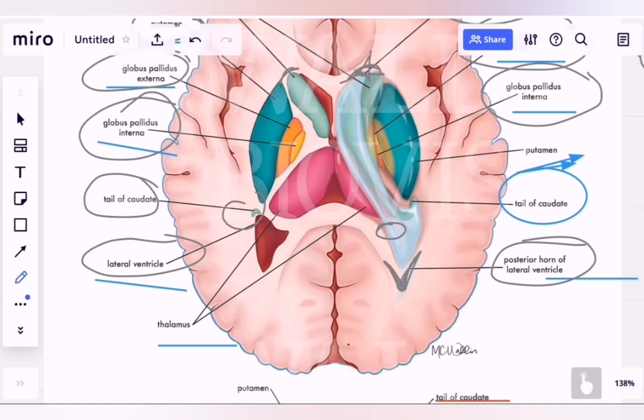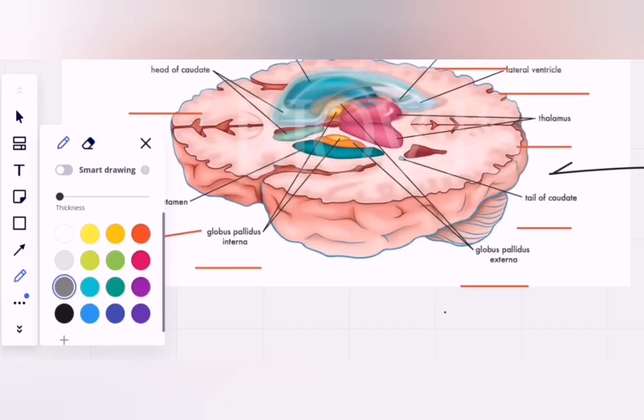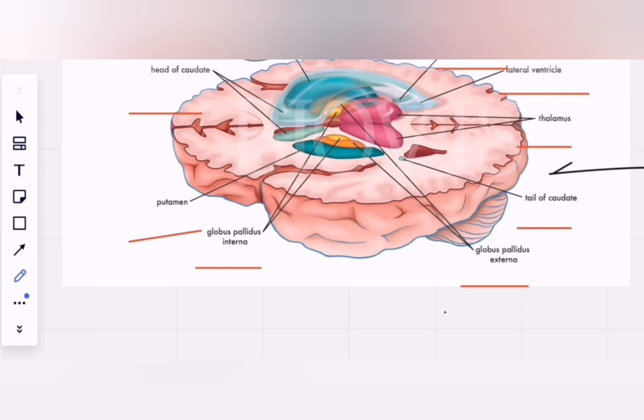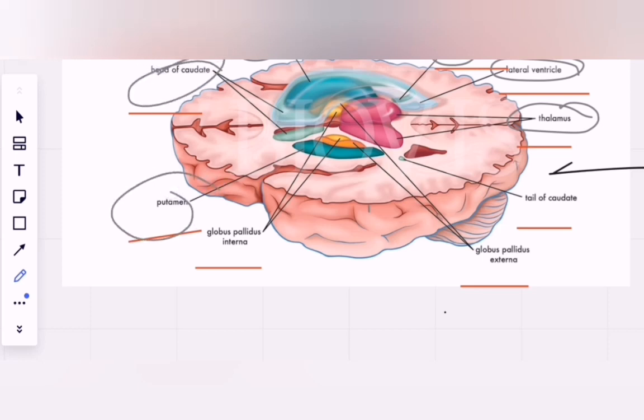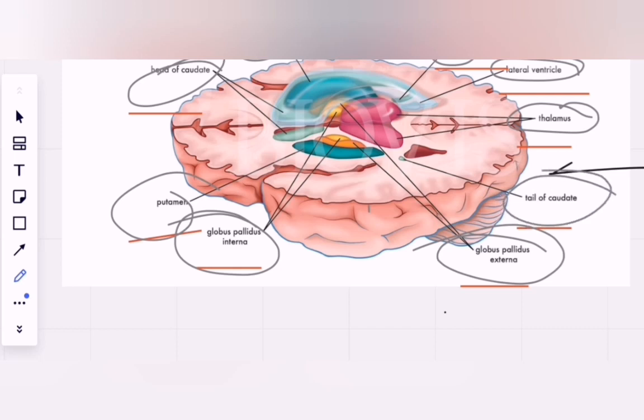Then this pink is represented as the thalamus. Let's see briefly. So this way we see the putamen, as we have seen in the earlier image. Here is the tail, here is the lateral ventricle, and then comes the thalamus. Here you can see the head of caudate, then here you can see the thalamus, which is represented on both sides. Then comes the globus pallidus interna, then the globus pallidus externa, then the tail of caudate.